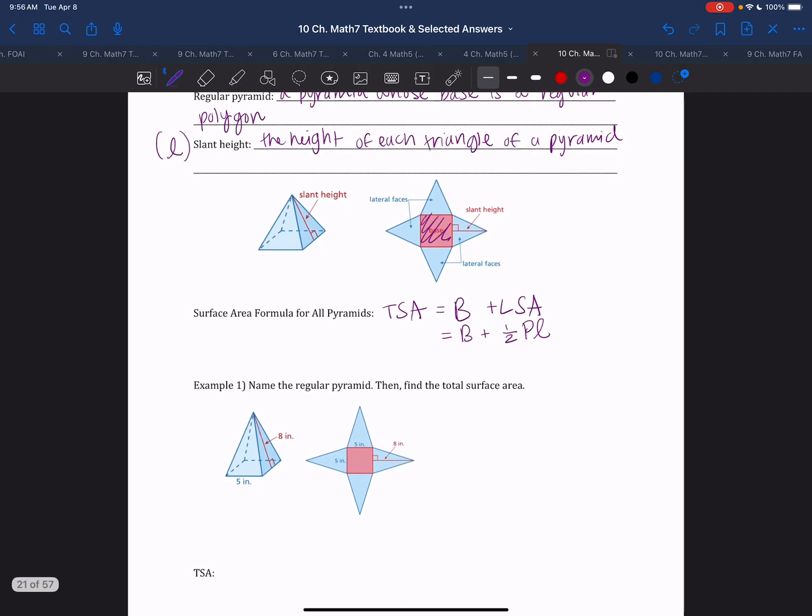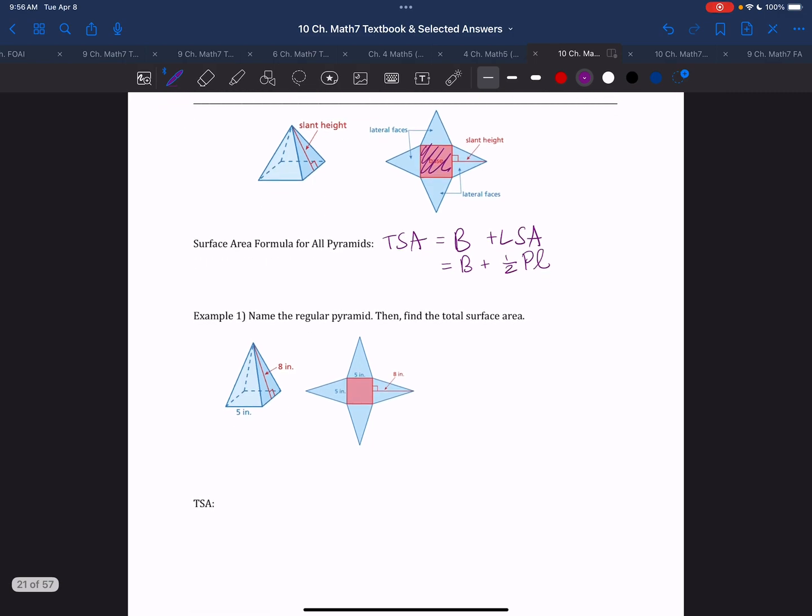All right, so now we are going to find the total surface area of this first regular pyramid. How would you describe this pyramid? So pause the video and think about what kind of pyramid is this? And you need to look at the base to determine that.